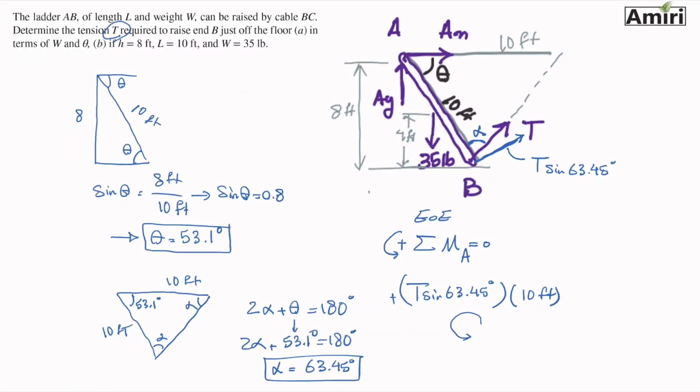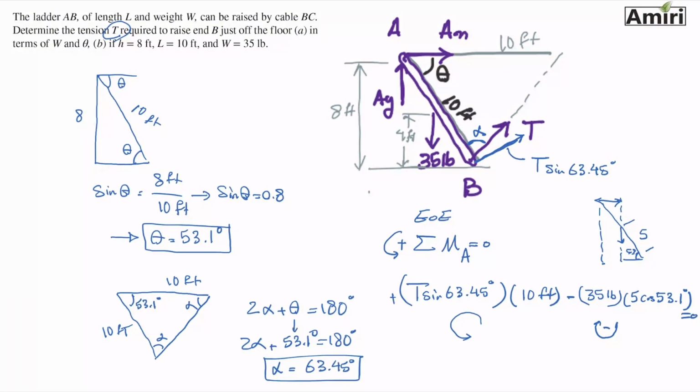The only other force I have on my free body diagram is this 35. The perpendicular distance between this one and the line of action of A is this distance right here. So it's 35 pounds. This perpendicular distance is half of this distance, so 5, and this angle was 53. So this distance is 5 cosine of 53.1 degrees. It's trying to rotate this way, which goes against my sign, so that's a negative.